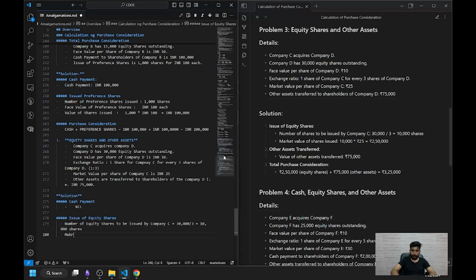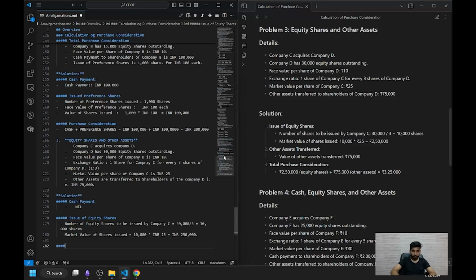Okay. After that, the market value of the shares issued will be 10,000 multiplied by rupees 25. Why? Because it is given in the question. So rupees 2,50,000. This is the amount of the equity shares which the company C will be issuing in order to take the purchase consideration.